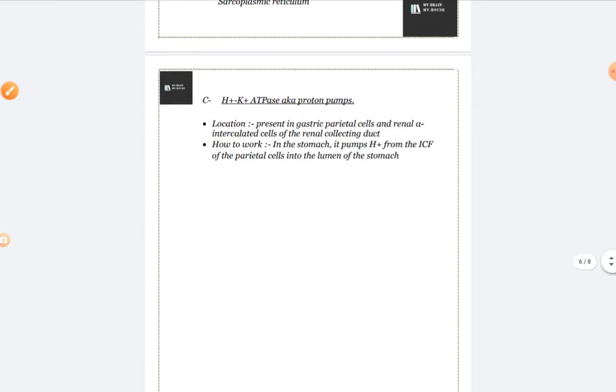The third example is hydrogen potassium ATPase, also known as the proton pump. It is present in gastric parietal cells and renal alpha intercalated cells of the renal collecting duct. How does it work in the stomach? It pumps hydrogen from the intracellular fluid of the parietal cell into the lumen of the stomach.